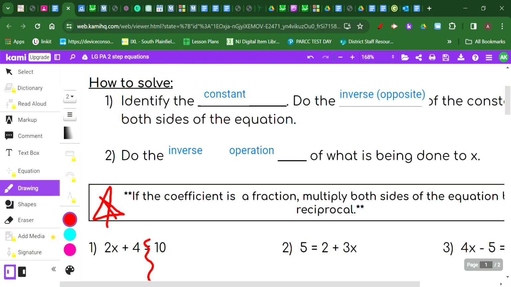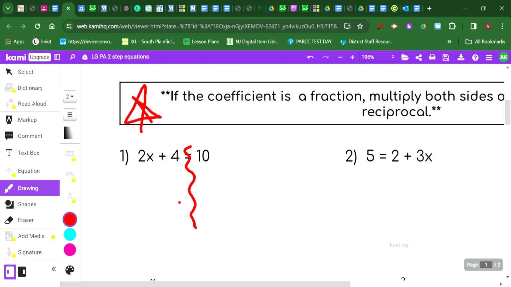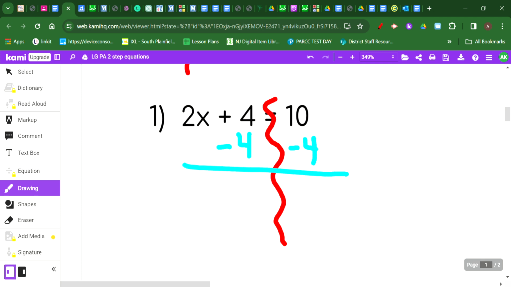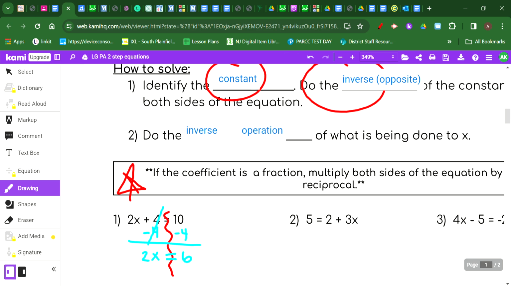Step 1 is to identify the constant and then do the inverse or the opposite of the constant on both sides. My constant in this first question here is +4. The inverse of +4 is to subtract 4. So we're going to subtract 4 on both sides. If you look at the left side, you want to think, okay, 4 minus 4 cancels out. That gets you 0. And now you're left with 2x on the left side is equal to 10 minus 4, which is 6. So that was step 1.